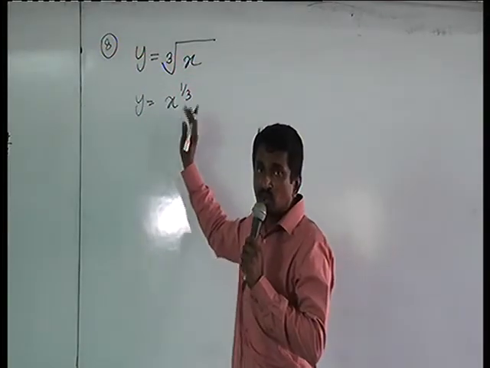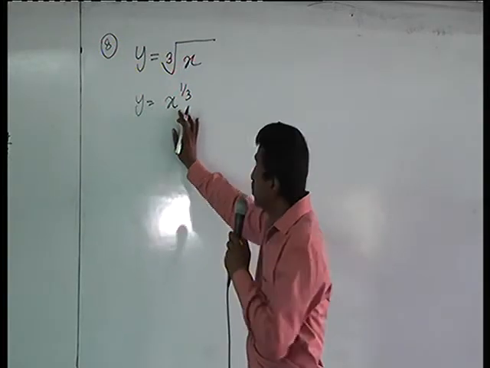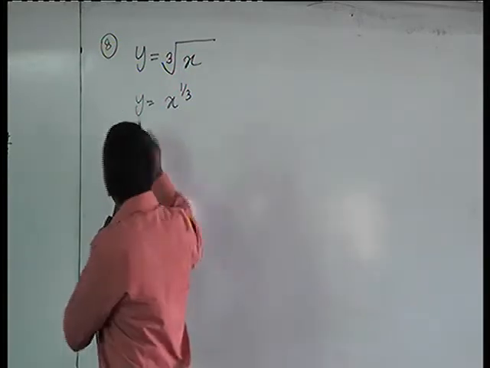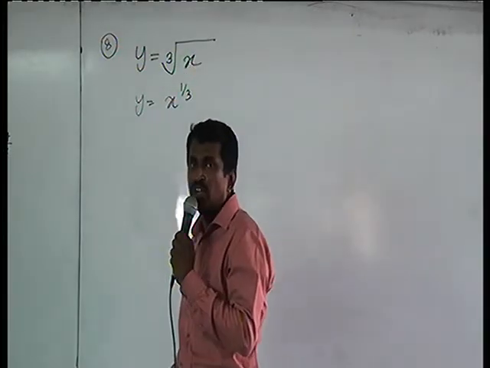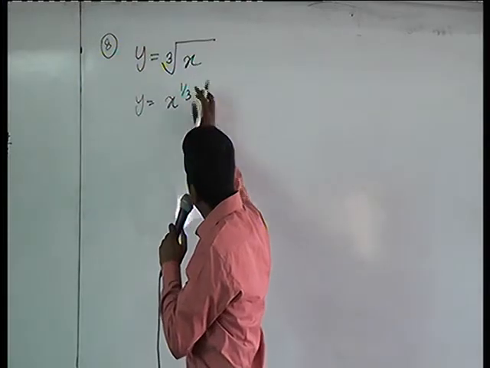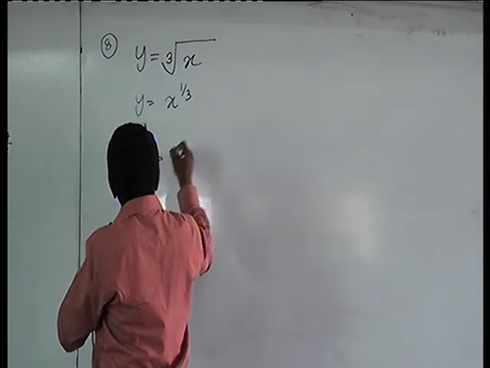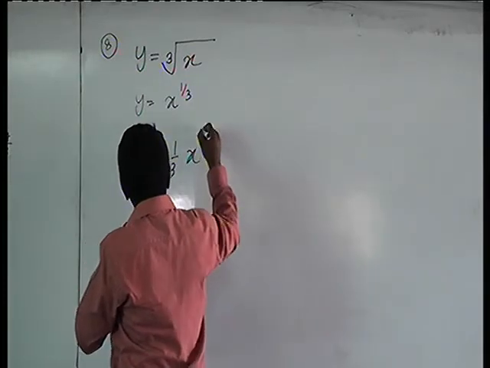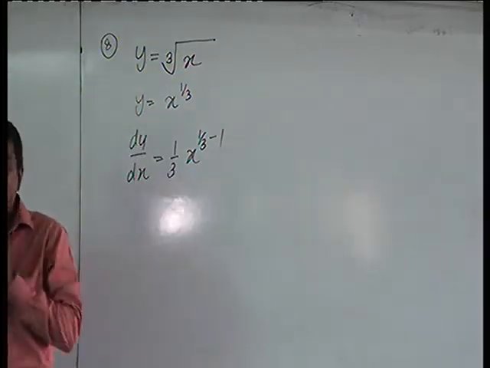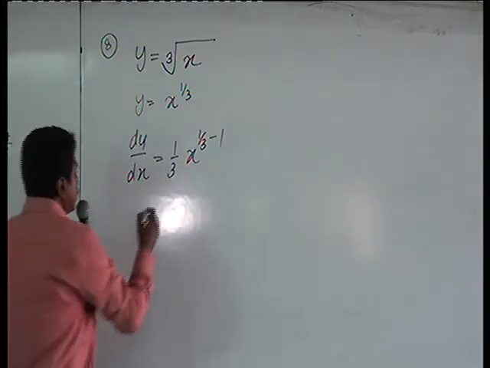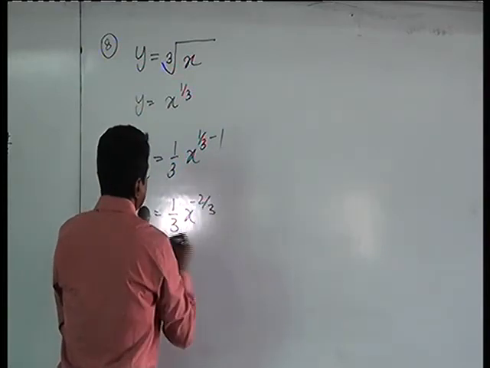Again, the rule of indices, right? Y is equal to x to the power 1/3. So now we can differentiate. With the root sign we cannot differentiate. When we convert that into the power form, dy by dx is 1/3 x to the power 1/3 minus 1. So this is 1/3 x to the power minus 2 over 3.